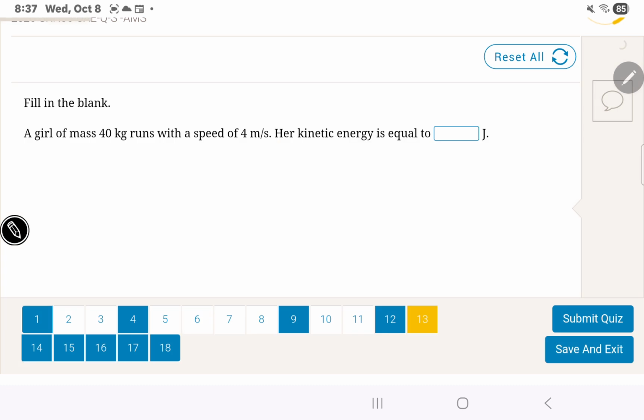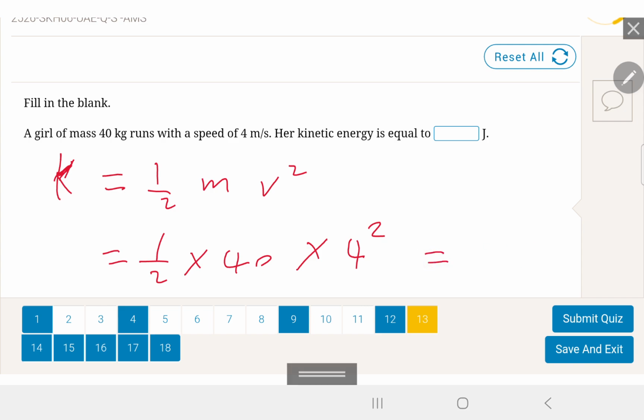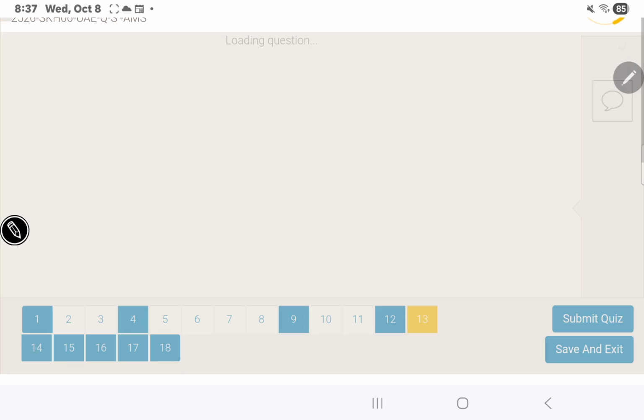Number 13. A girl of mass 40 kilogram runs with a speed of 4 meters per second. Her kinetic energy is what? Now kinetic energy is equal to half mv squared. Half times the mass, which is 40, times the velocity 4 squared. Then you multiply these, you get the answer. Number 14.